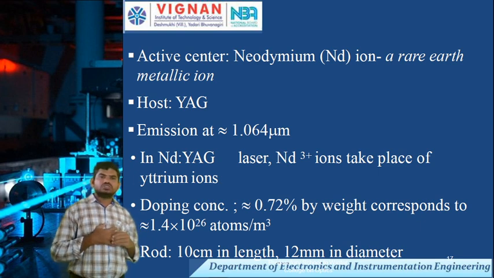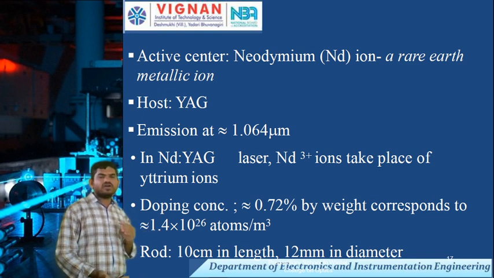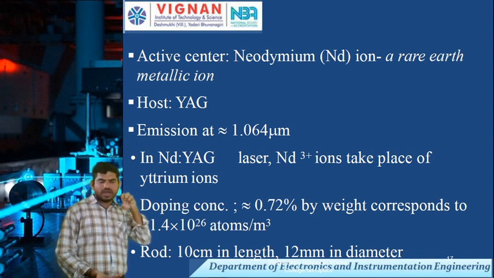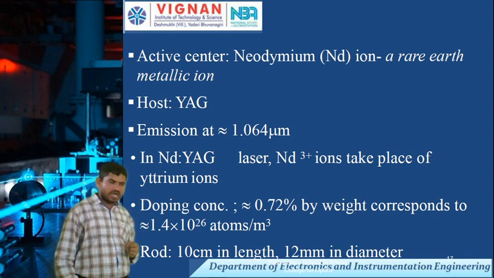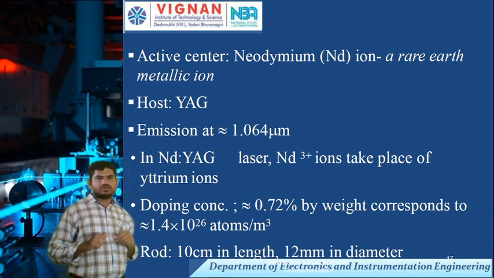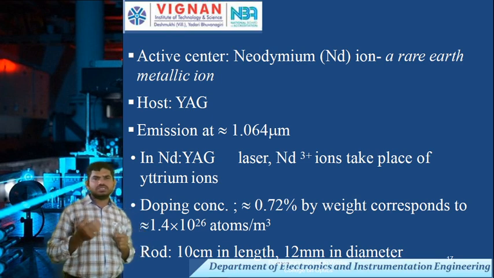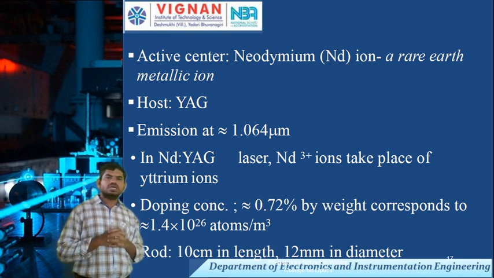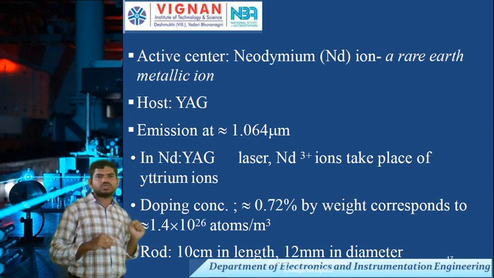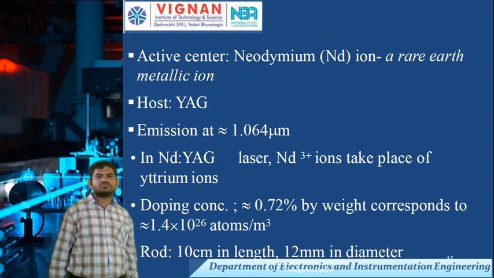In Nd:YAG lasers, Nd3+ ions take the place of yttrium ions. Why? Because for the excitation of the laser, we require some amount of Nd3+ ions to pull the ions from the lower state to the higher state. And the doping concentration, how we mix Nd and YAG, is approximately 0.72 percent by weight, which corresponds to 1.4 into 10 to the power of 26 atoms per meter cubed.